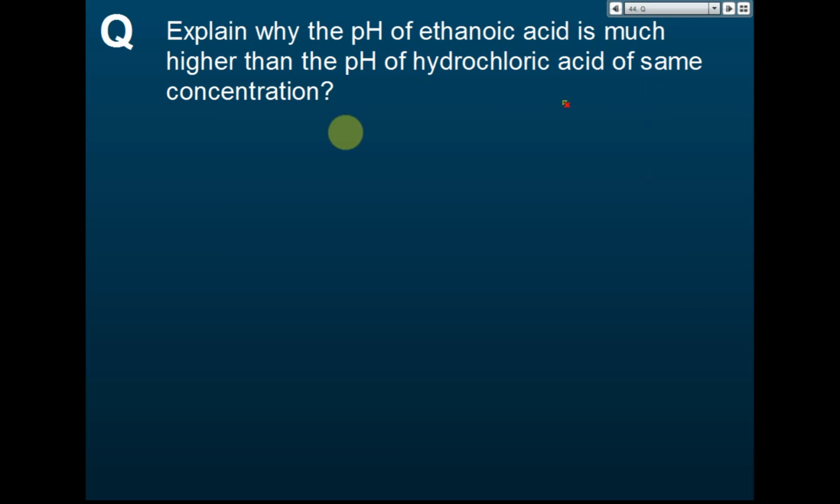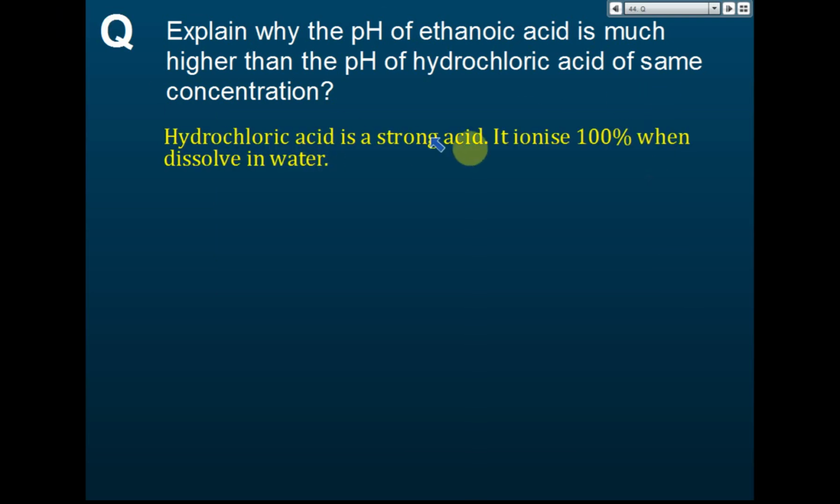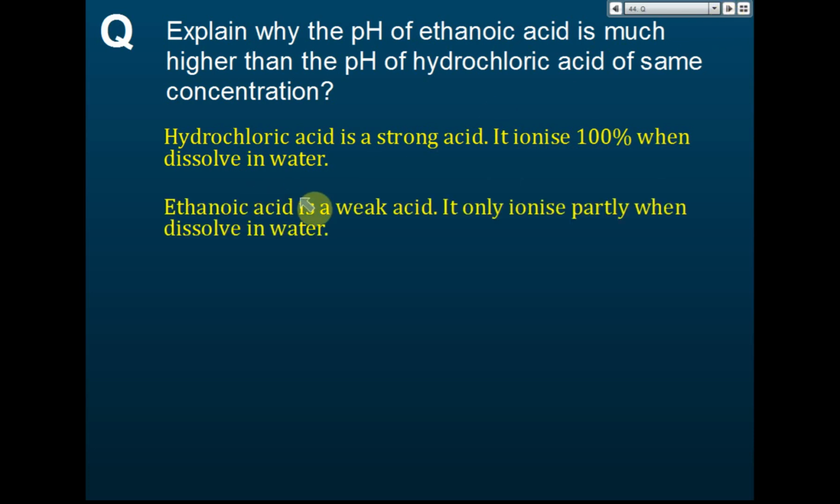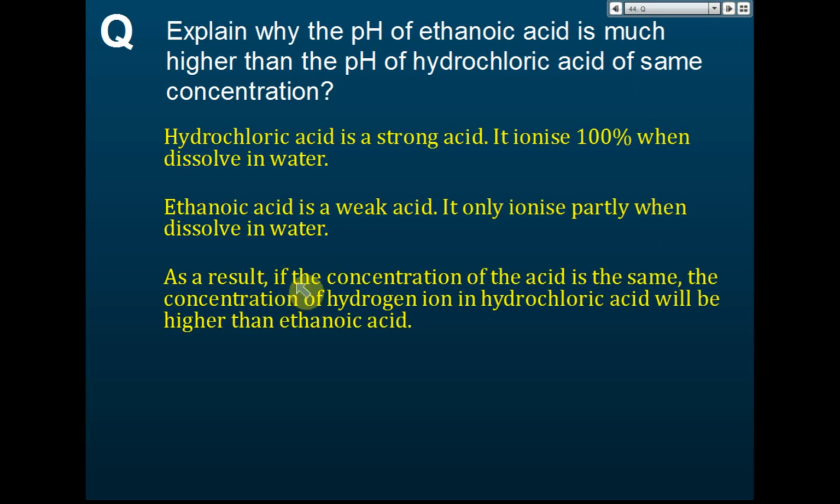Let's see the proposed answer. Hydrochloric acid is a strong acid. It ionizes 100% when dissolved in water. Ethanoic acid is a weak acid. It only ionizes partly when dissolved in water. So as a result, if the concentration of the acid is the same, then the concentration of hydrogen ions in hydrochloric acid will be higher, okay, because it is 100% ionized. So it will be higher than ethanoic acid. Actually, it's much, much higher than the concentration of hydrogen ions in ethanoic acid.